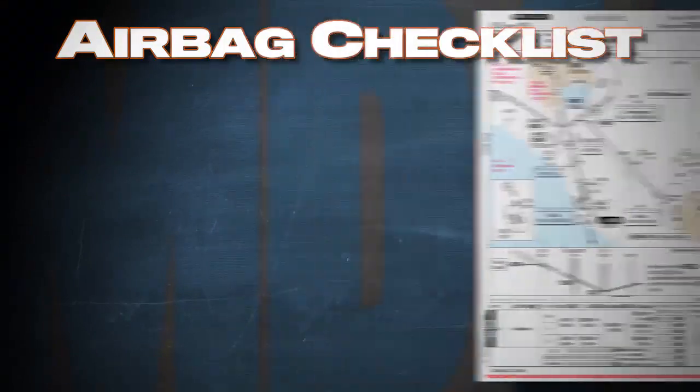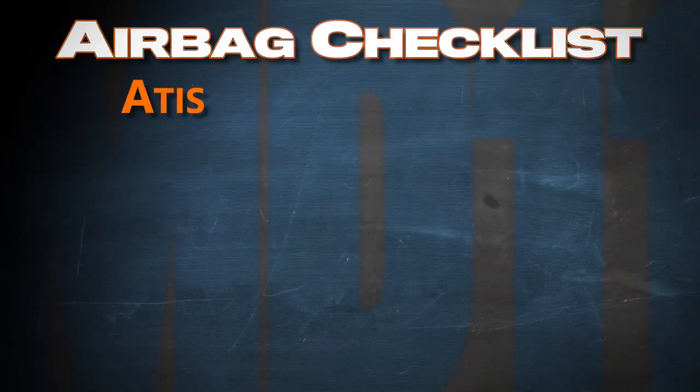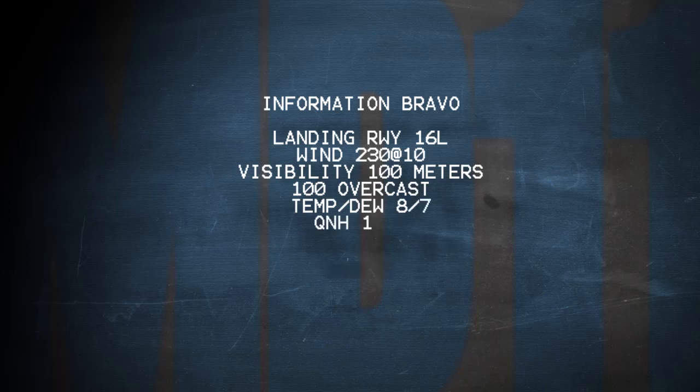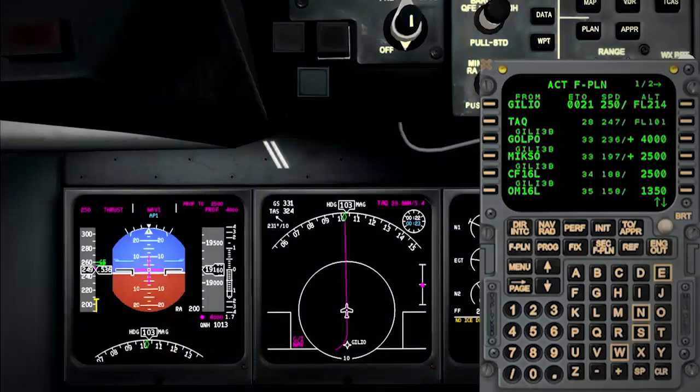We will get started with the airbag checklist now by getting the ATIS. Rome Airport Information Bravo. Main landing runway 16 left. Wind 230 degrees at 10 knots. Visibility 100 meters. Clouds 100 overcast. Temperature 8, dew point 7. QNH 1007. Information Bravo.